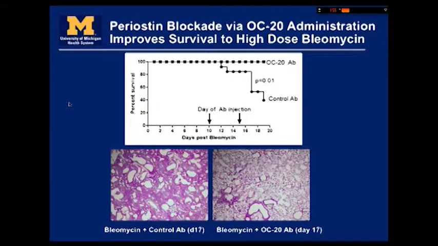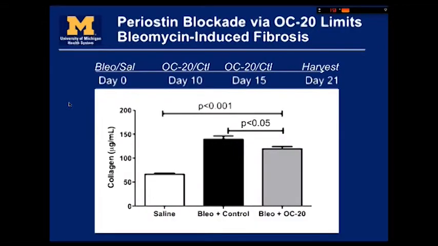We didn't want to measure fibrosis in these experiments where there was such a survival effect, so we did a more traditional dose of bleomycin, which only gave us less than 10% mortality. Again, we gave bleomycin or saline on day 0, and then treated with OC20 or a control antibody on day 10 or 15, and harvested the lungs at day 21. You can see that whereas the control antibody-treated bleomycin mice developed fibrosis, there was a significant inhibition in the mice treated with OC20. So we're very excited that this therapeutic targeting of periostin seems to have some beneficial effect.